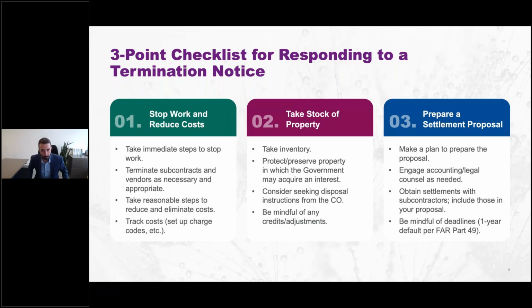So when you get that termination notice under FAR 52.249-2 or equivalent type of clause, there's 3 things at base you're going to want to do. Stop work and reduce costs, take stock of any property you have that the government may have an interest in, and begin your plan for preparing a settlement proposal, a termination settlement proposal, which is a really key document. That's where you claim your costs. That's where you propose to the government what you think you're owed as a result of the termination. So on item 1, you want to take immediate steps to stop work.